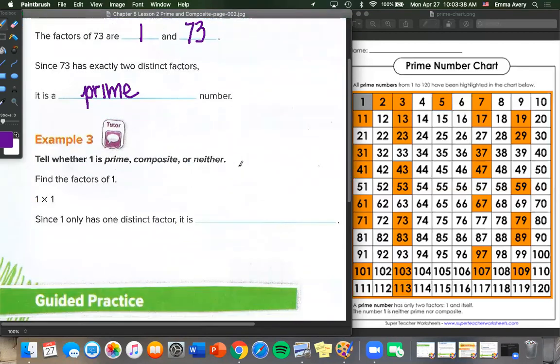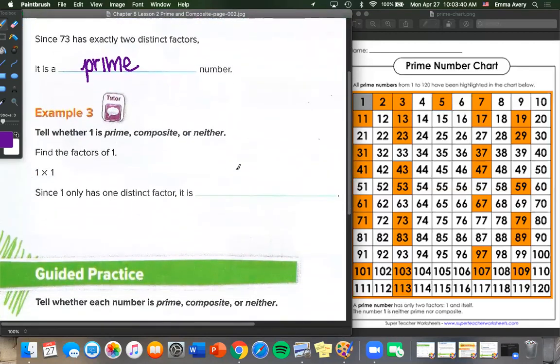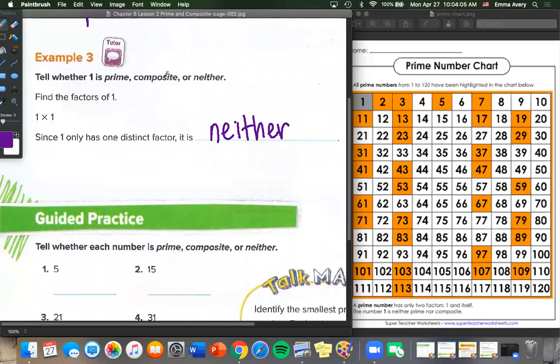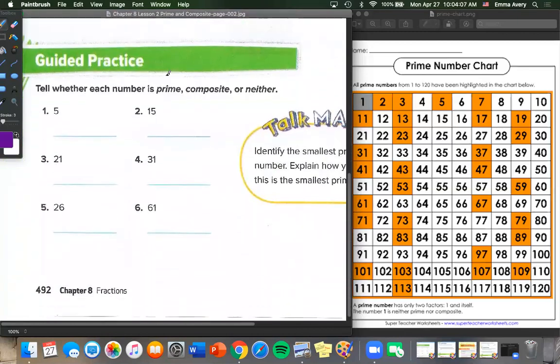On to number 3. Tell whether 1 is prime, composite, or neither. So 1 is just 1 times 1, and since 1 only has 1 distinct factor, it is neither. Remember, 1 is that weird one where it's neither prime nor composite, so we can just remember it's neither. Okay. Let's go on to the guided practice, and for these we can just use our number chart.